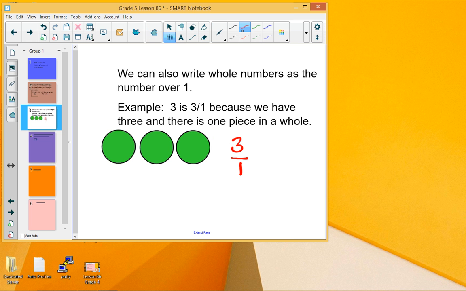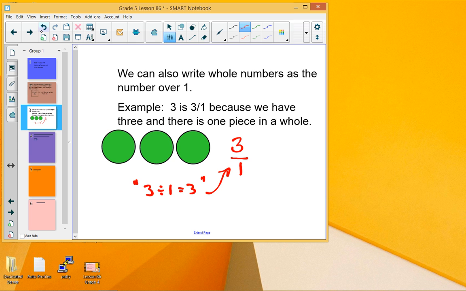So we have the 3 whole pies, and there's 1 piece in each, so that's 3 over 1, and that's the same as 3. And remember, this is division too, so we're really saying 3 divided by 1 equals 3. It's the same thing as this up here.